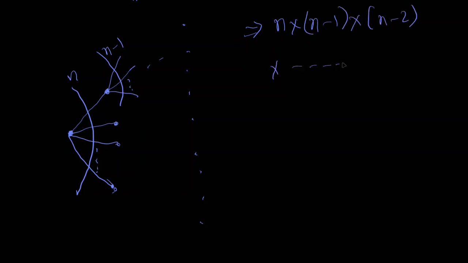And so on. Finally, if you do this and count the number of leaves, you will basically get n times n minus 1 times n minus 2 and so on up to 1. So this becomes your n factorial.